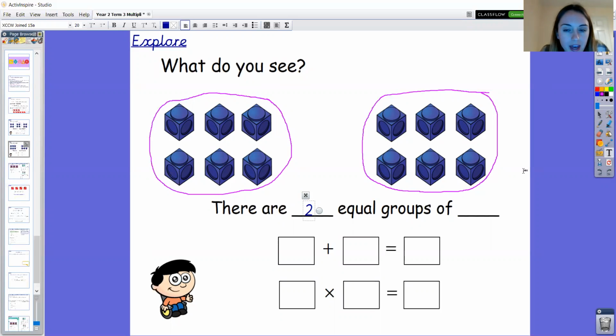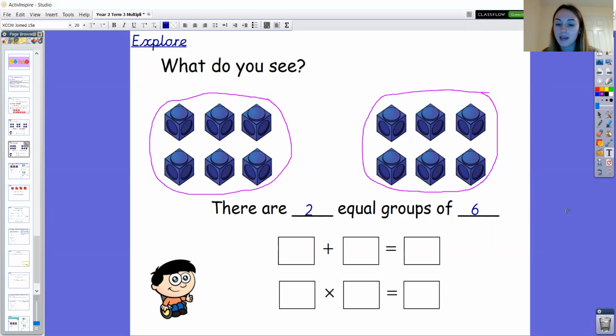How many cubes are there inside each group? What do you see, Year 2? Well done. There are 6 cubes. So shall we say the stem sentence together? There are 2 equal groups of 6. Brilliant. Well done, Year 2. Thank you for joining in with me.